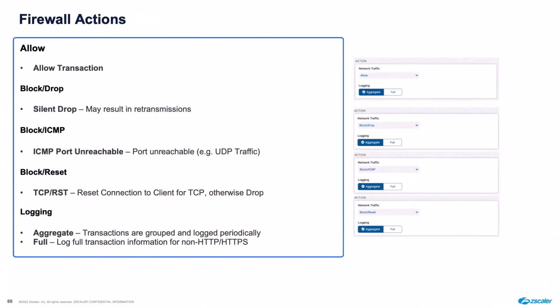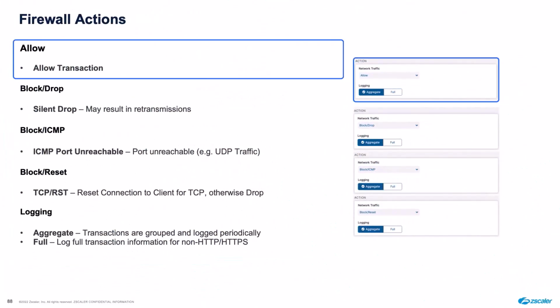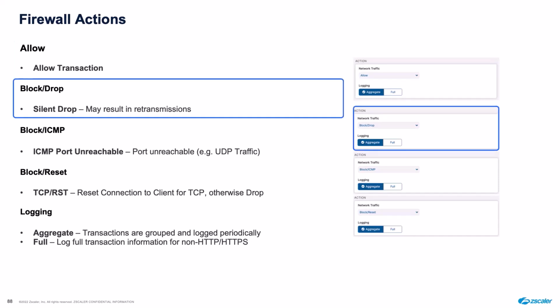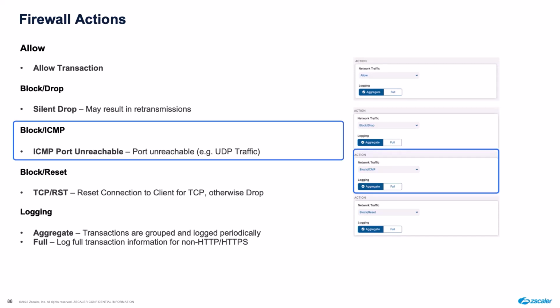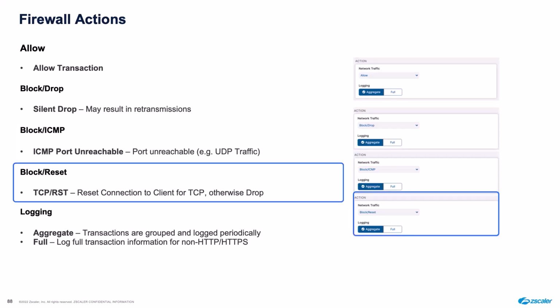The actions when those rules trigger might be allow, obviously to allow the transaction, block drop, which is a silent drop of that traffic that may result in retransmissions from the client. A block ICMP means that the client receives an ICMP port unreachable, which might be equal to a drop for, say, UDP traffic. A block reset is the client gets a TCP reset, which forcibly closes the connection, but obviously means that the client knows there's a firewall in play. If it's not TCP, they just get a straight drop, so UDP retransmissions may occur.